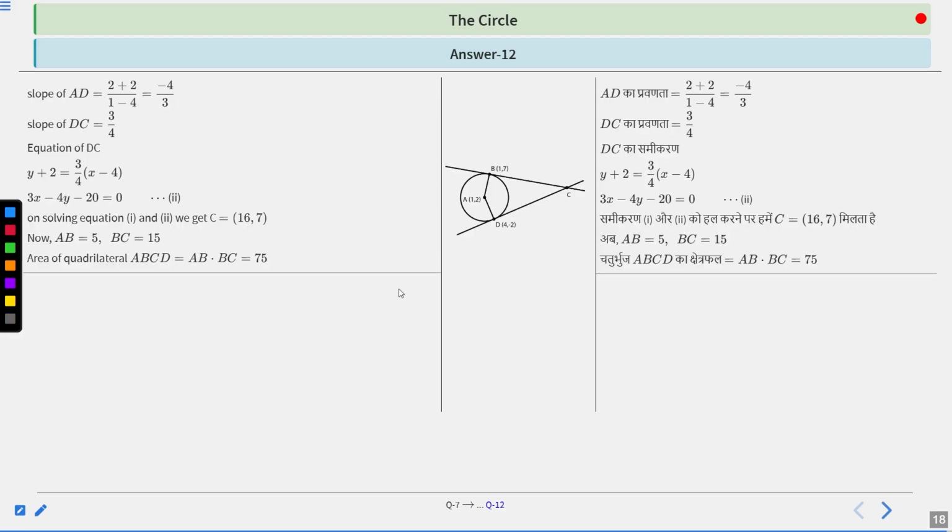So in this way, we have discussed a lot of different types of questions based on circle. Hope you understood all types of questions, and hope you understood the concepts and how to apply them in the questions.